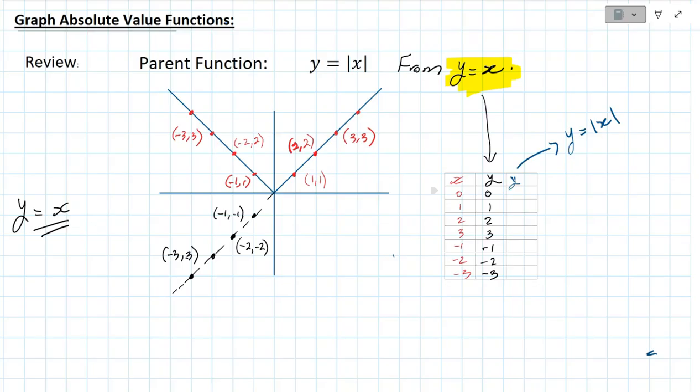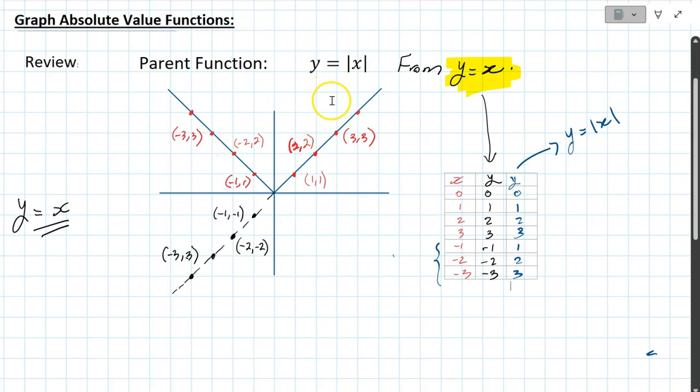And so the positive doesn't change: 0, 1, 2, and 3. But look what happens when x is negative and you take the absolute value of a negative value, that becomes positive. So everything that you see here that is negative becomes positive, repeating the same as the top. And that's why you end up getting these coordinates flipped up and in the first and second quadrant for the absolute value function.